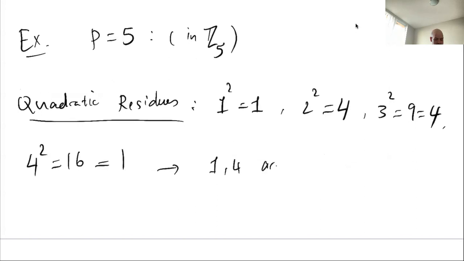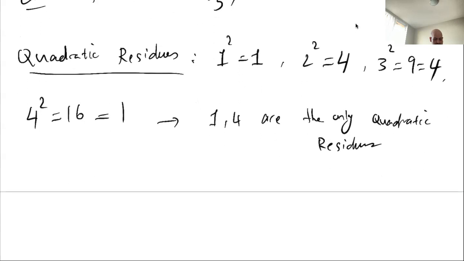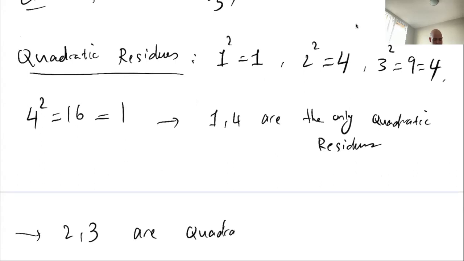1 and 4 are the only quadratic residues, and the other numbers will automatically be quadratic non-residues, which means 2 and 3. So in Z5, we have 2 quadratic residues and 2 quadratic non-residues.